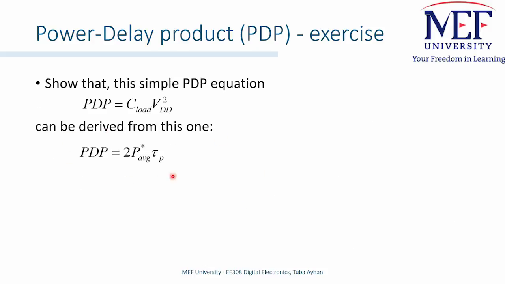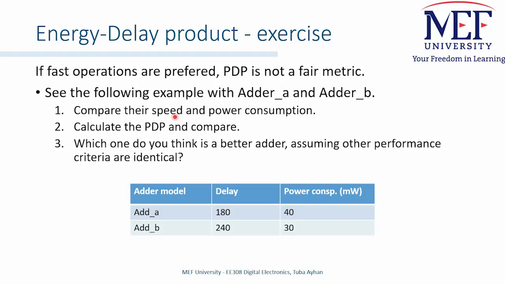So, using this new equation, can you derive our first equation of C load times VDD squared? And here is a second exercise. I want you to show that PDP, power delay product, is not a fair metric if fast operations are preferred. To do that, use this simple example.